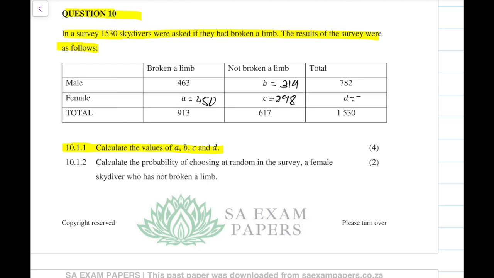Okay, so it says calculate the probability of choosing at random in the survey a female skydiver who has not broken a limb. So, female skydiver who has not broken a limb. So it's 298 out of the 1530. Easy.